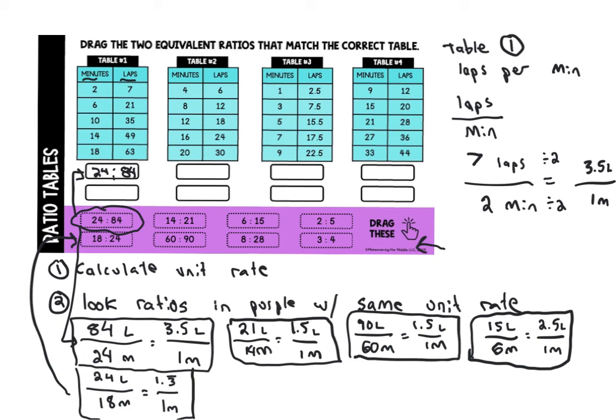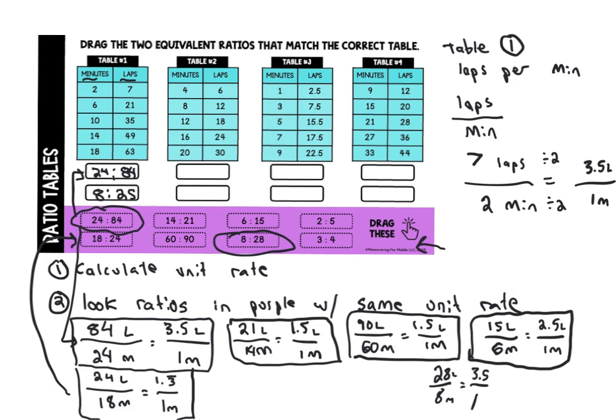I have room right down here, so I'm kind of running out of space here. 28 laps in 8 minutes. 28 divided by 8, there's a 3.5. That's 3.5. So we could say that this 28 laps in 8 minutes will fit there too. It has that same unit rate.